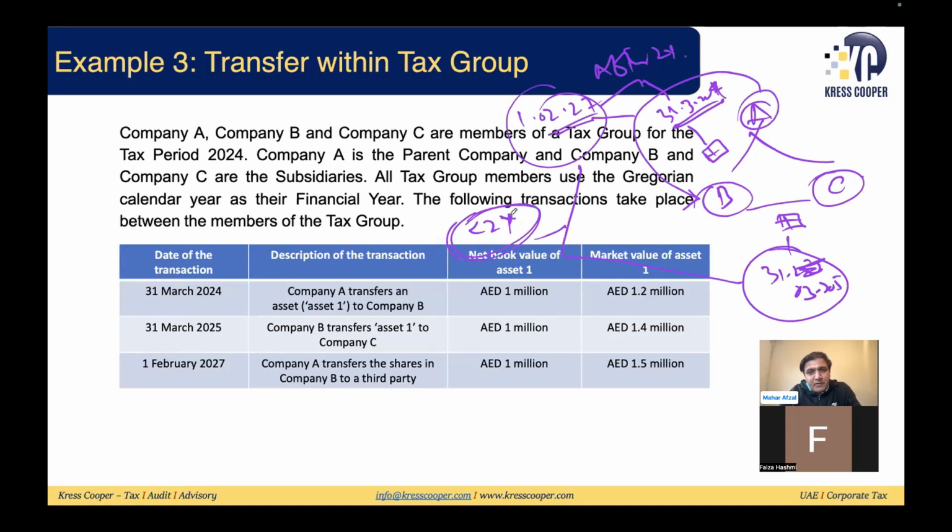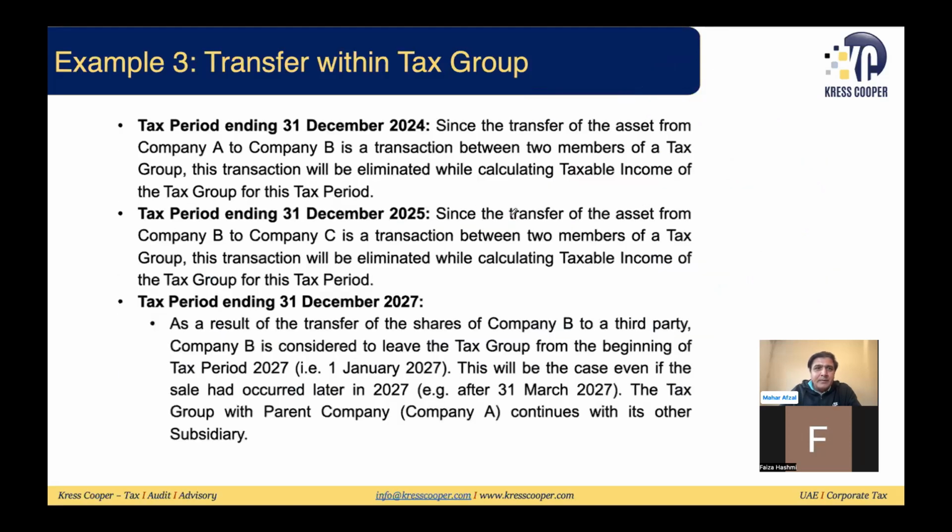Now, it is very obvious that the first transaction between A and B, when A is transferring the asset to B, will be considered an intra-group transaction. It will be eliminated to calculate the taxable profit. Since the transfer of the asset from A to B is a transfer between two members of the same tax group, the transaction will be eliminated to calculate the taxable income. This is very right.